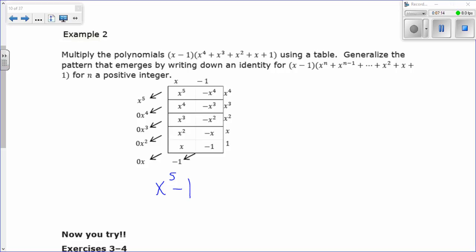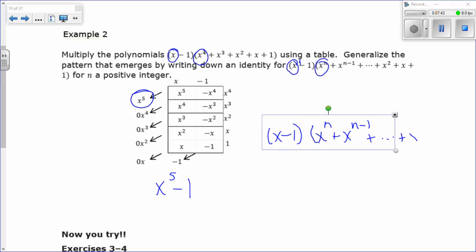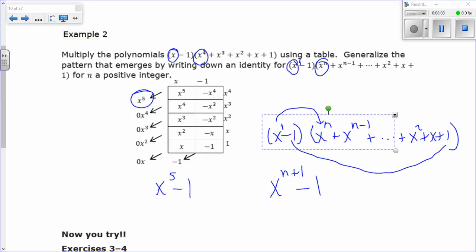So if I want to apply this, notice that we have x to the 4th and x, which gave us x to the 5th. So if I want to apply that to this problem here, I have x and x to the n. That exponent that I don't see there is x to the 1. So I have x minus 1 times x to the n plus x to the n minus 1 plus dot dot dot plus x squared plus x plus 1. When I multiply this term times this term here, I will have x to the, when I multiply, I add exponents, so it's n plus 1. And then my last term here with this last term will give me minus 1. And all my middle terms are going to cancel out because it follows the pattern in the problem.